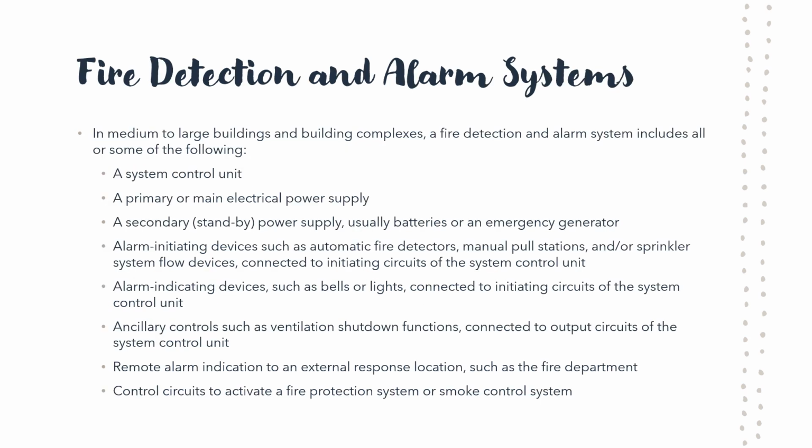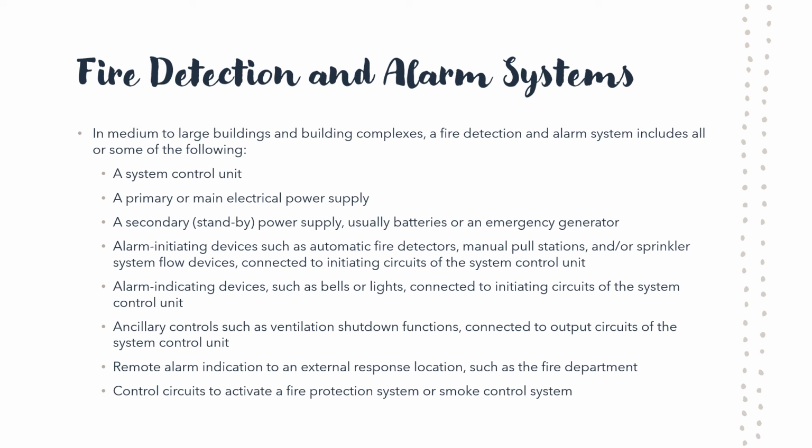In medium to large buildings and building complexes, a fire detection and alarm system includes all or some of the following: 1. A system control unit. 2. A primary or main electrical power supply. 3. A secondary or standby power supply, usually batteries or an emergency generator.